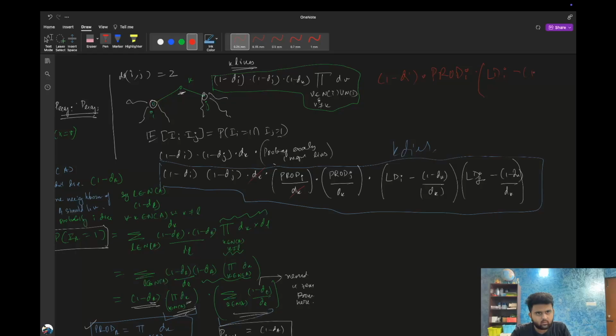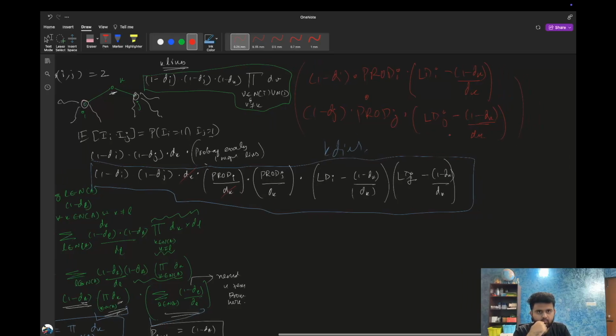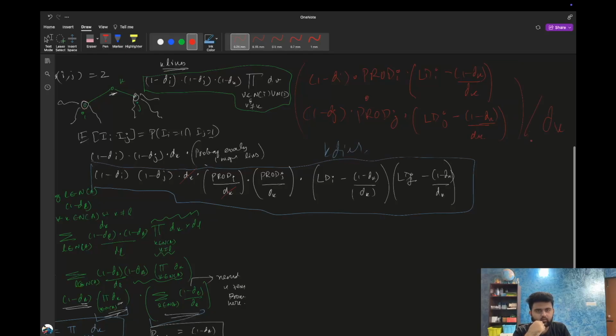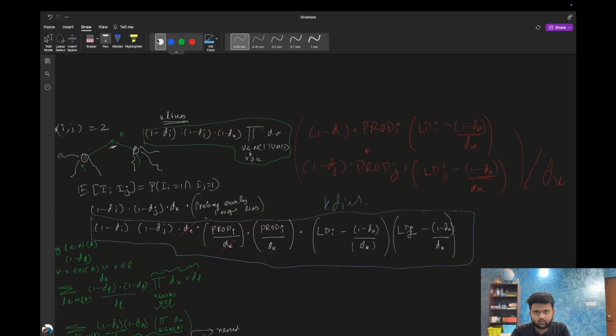ldi minus 1 minus dk by dk, so times 1 minus dj times prod j times ldj minus 1 minus dk by dk. Now we have the divided by dk term, since we'll be over counting it. So this is the probability if k dies.